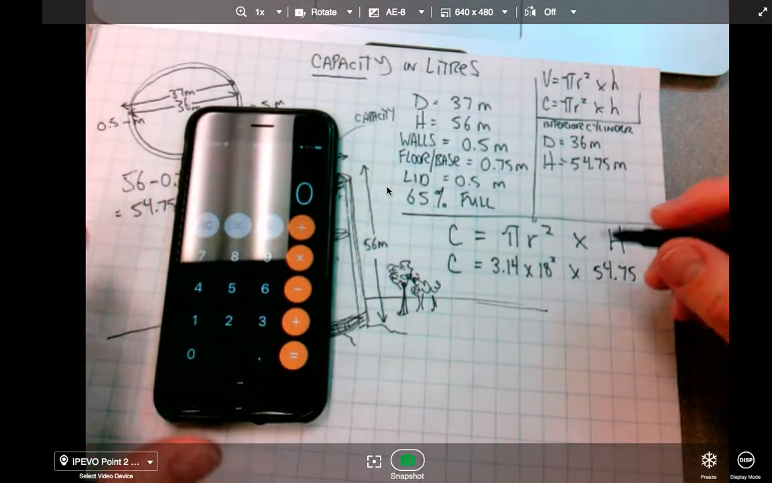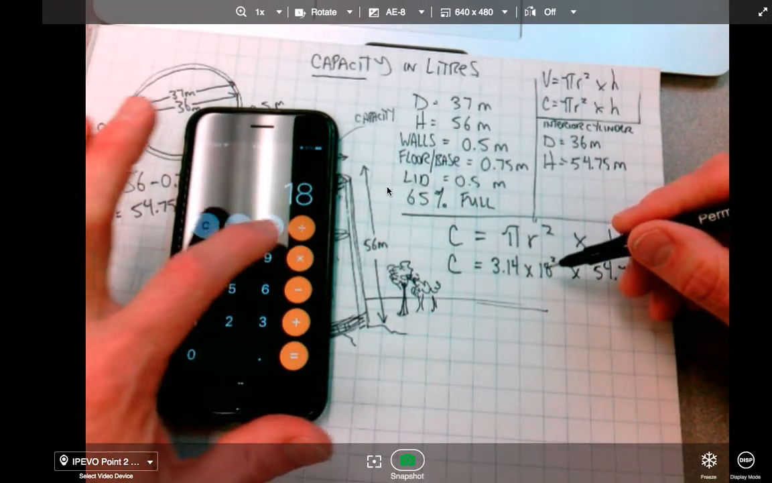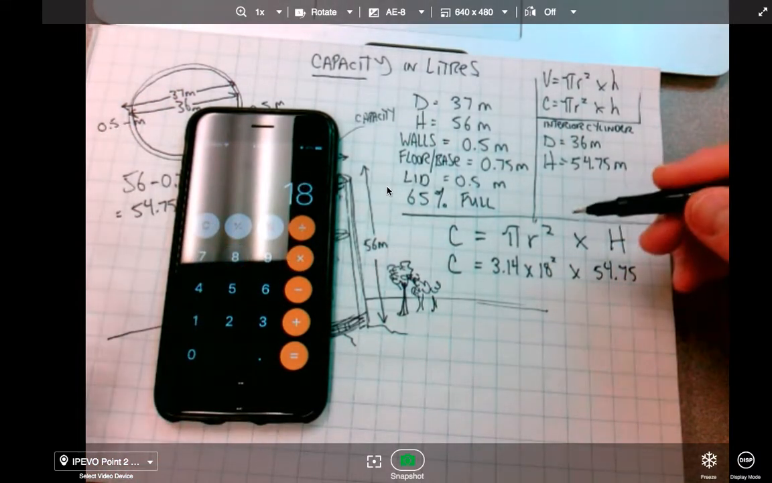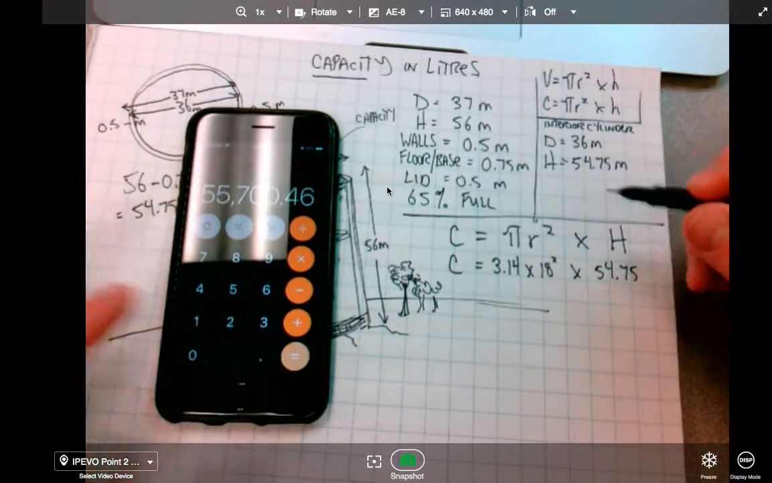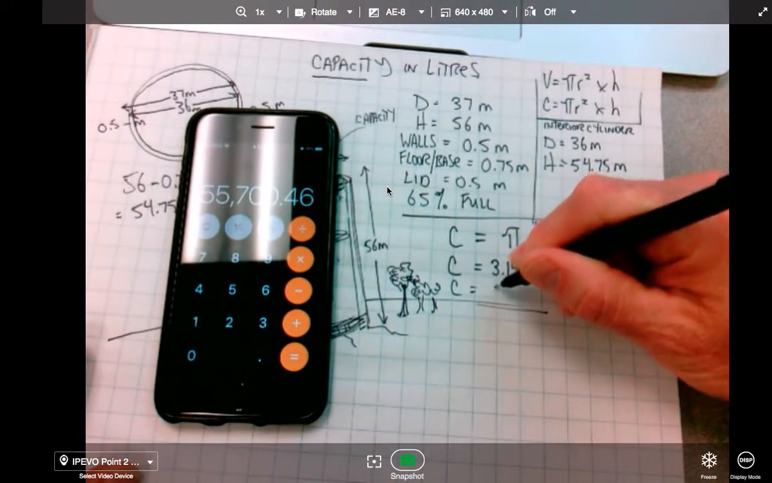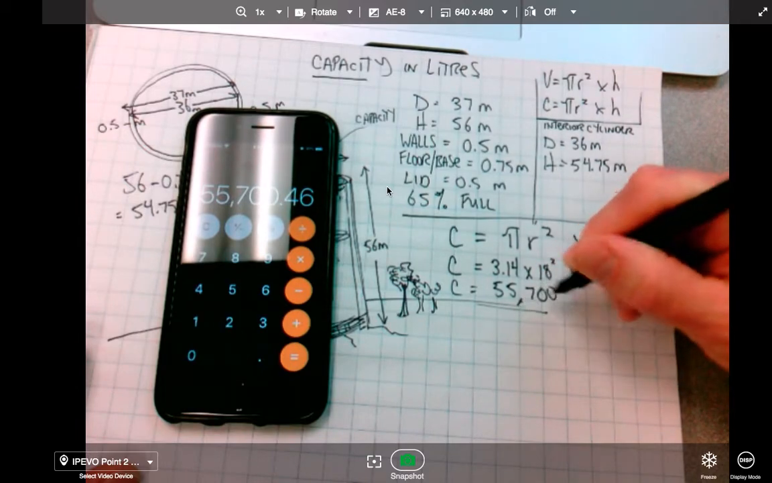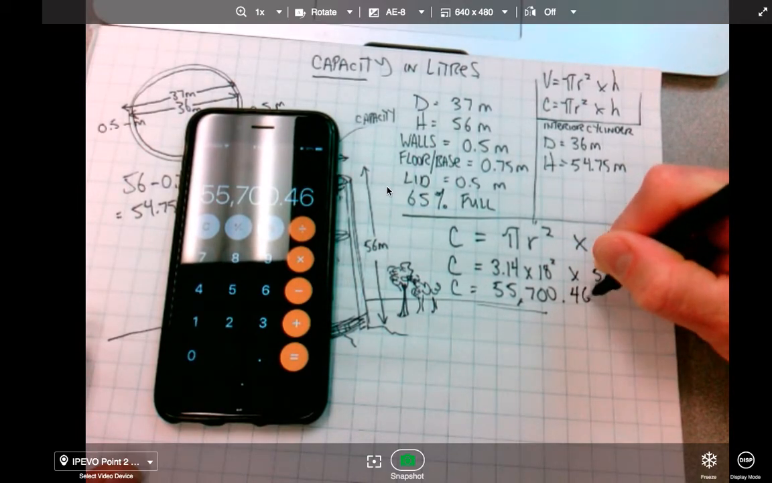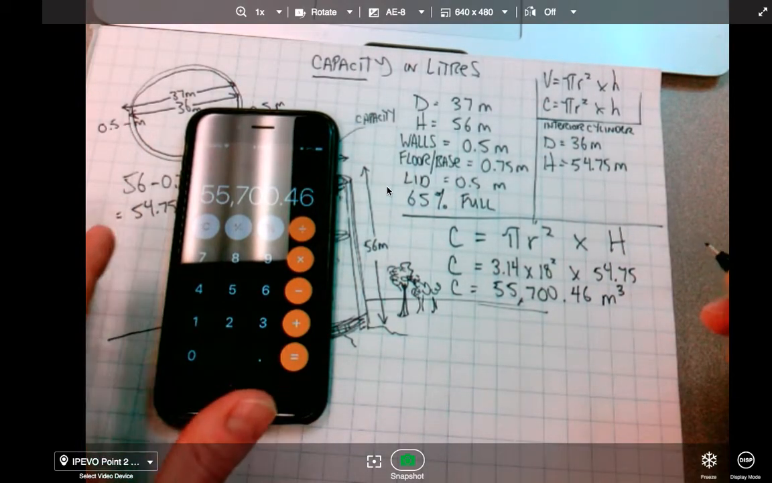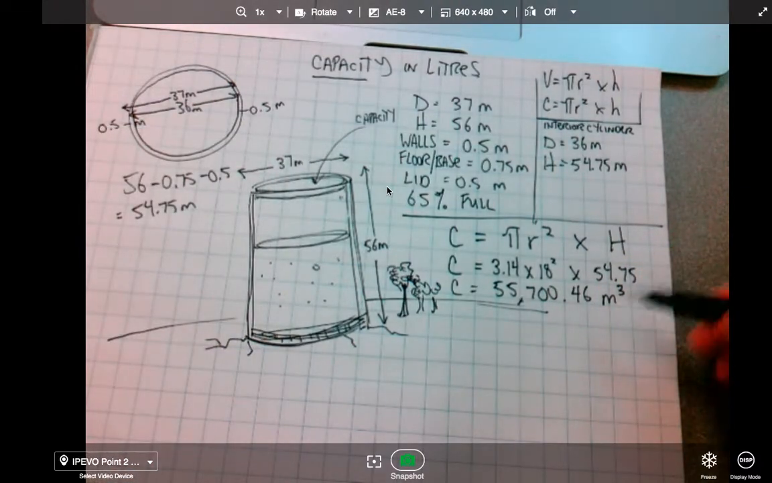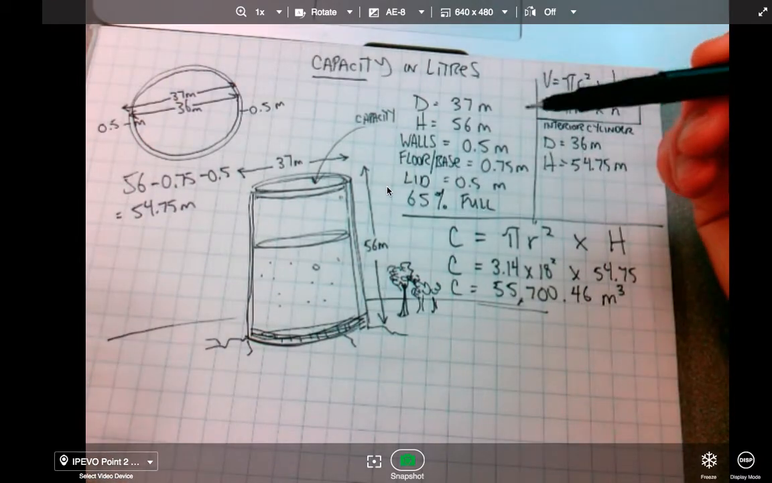So if I was to do 3.14 times 18 times 18, because that's the same as 18 squared, times 54.75, I get a whopping 55,700 and 0.46 cubic meters. But we're not done yet, right? We're not done yet. So that's cubic meters, but we're dealing with liquid. And we're also dealing with a 65% full container.